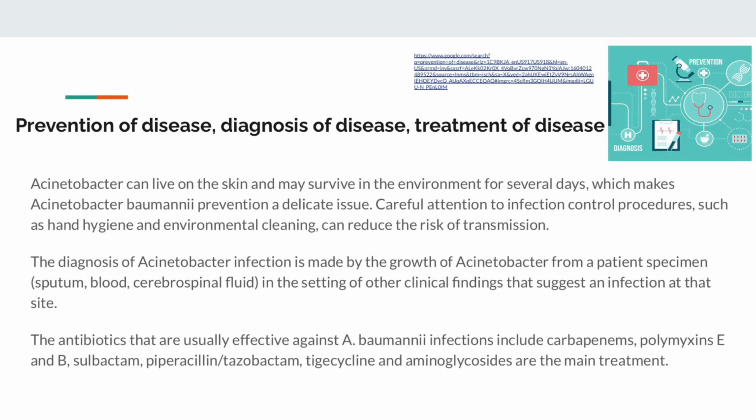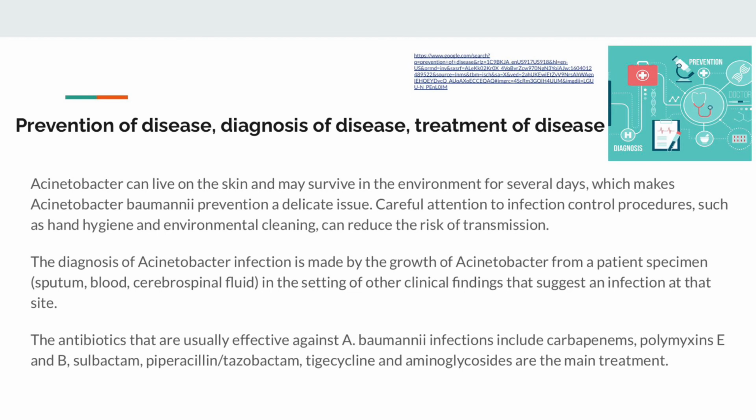This slide talks about the prevention, diagnosis, and treatment of the disease. Our disease can live on the skin and may survive in the environment for several days, which makes prevention very difficult. Careful attention to infection control procedures such as hand hygiene and environmental cleaning can reduce the risk of transmission. The diagnosis of our disease is made by the growth of Acinetobacter from a patient specimen, through blood or other body fluids, in the setting of other clinical findings that suggest an infection at the site.